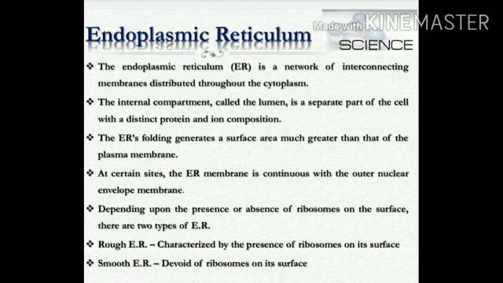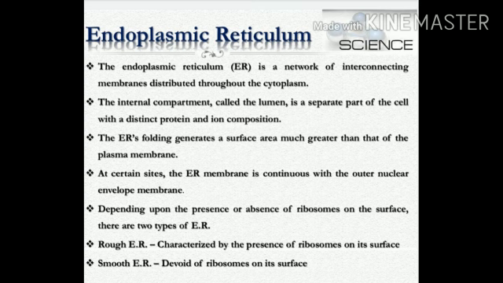Now, first cell organelle is our endoplasmic reticulum. Endoplasmic reticulum is a network of interconnecting membranes distributed throughout the cytoplasm. ER mainly starts developing from the attachment to the nucleus. It is attached to the nucleus, and from there our endoplasmic reticulum generates.